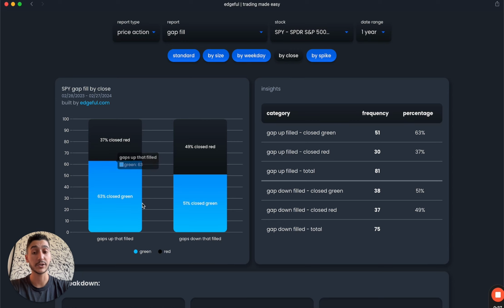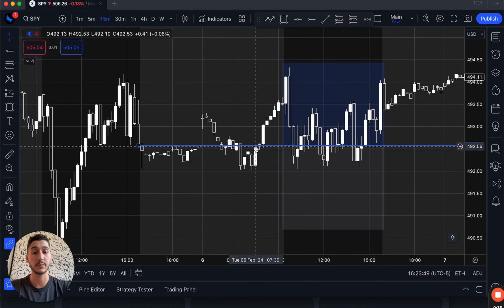So this report only considers gaps that have filled. What this is measuring is after it has filled, where did it close? Where did price close on the day? Did it close green or did it close red? And this is an amazing explanation of it.